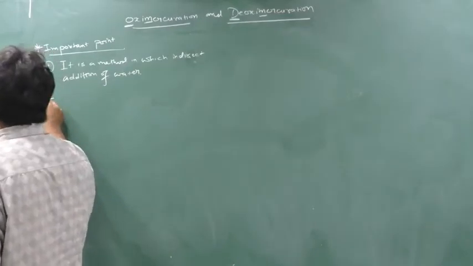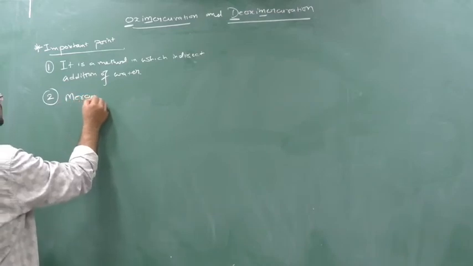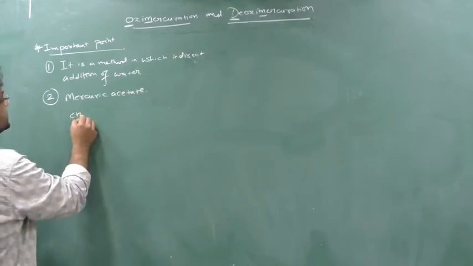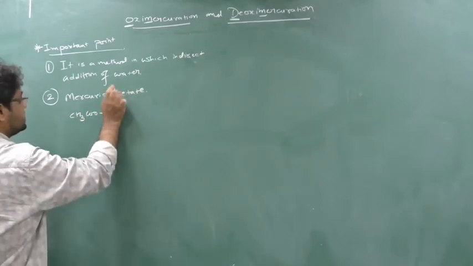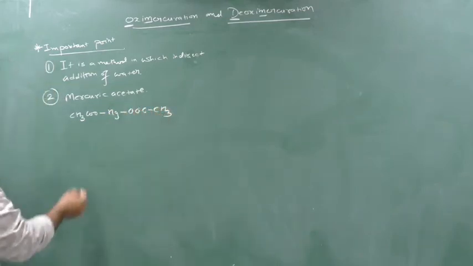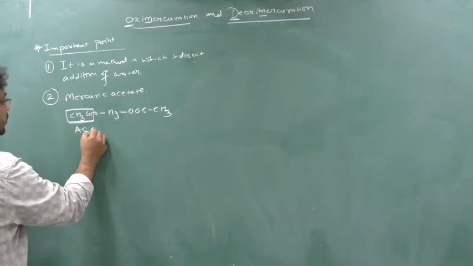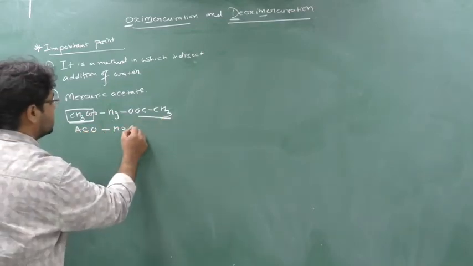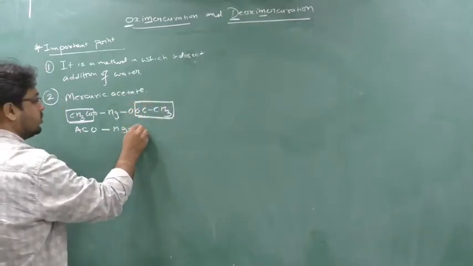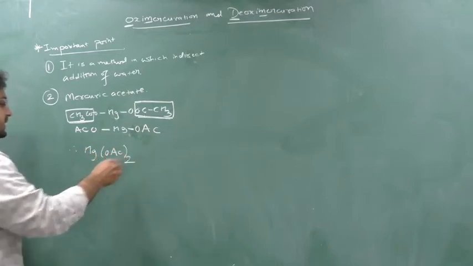Second key point, very important: here we are using two chemicals. First we are using mercuric acetate. So see the formula. Mercuric acetate means Hg(OOCCH3)2. Clear? This portion, OOCCH3, we call OAc. Just remember this, OAc. So Hg(OAc)2, this is nothing but your mercuric acetate.